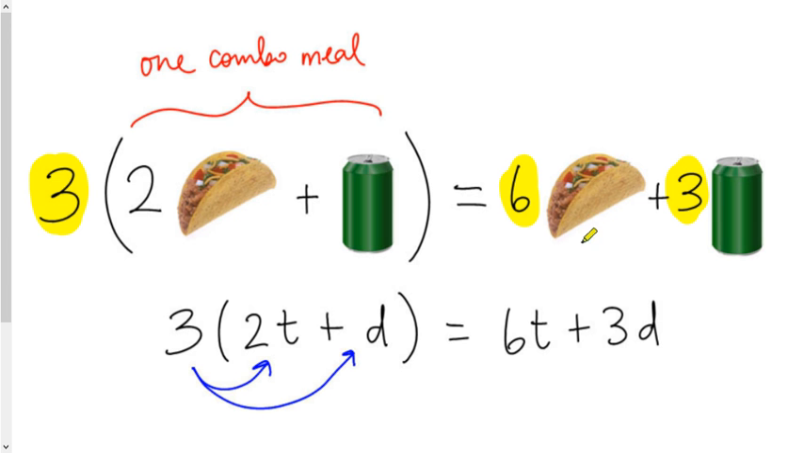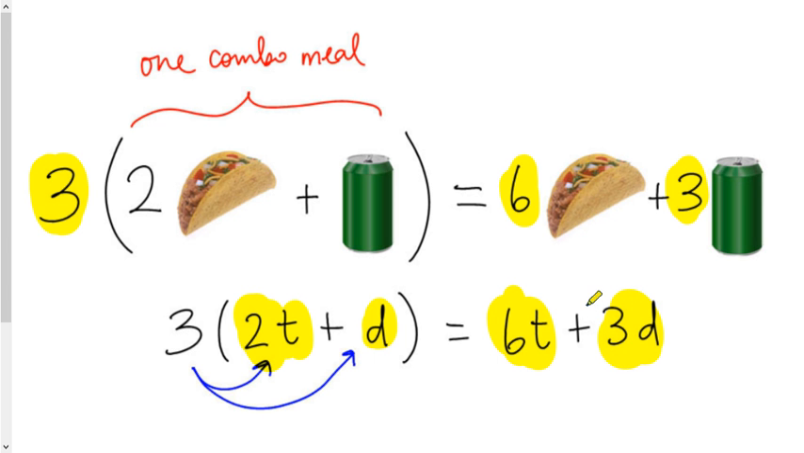This is really the distributive property. And here's a way to look at it. We could write it with math. Instead of putting a picture of a taco and a drink, let's put a T for taco and a D for drink. So in each combo, we've got 2 tacos and we've got 1 drink. So we're going to multiply 3 times 2 and T for taco gives us 6T. We're multiplying our numbers together. 3 times 2 is 6. We're also going to multiply 3 times D. That's going to give us 3D. So we end up with 6 tacos and 3 drinks. This is the essence of the distributive property.